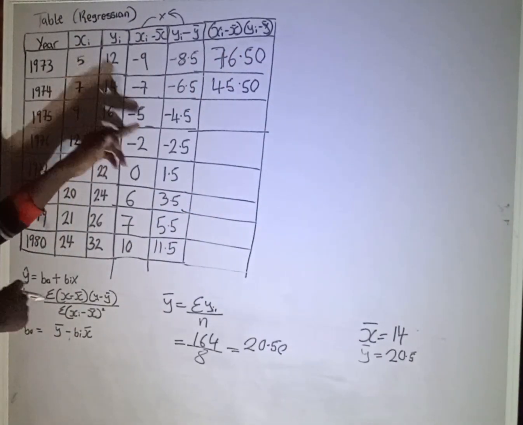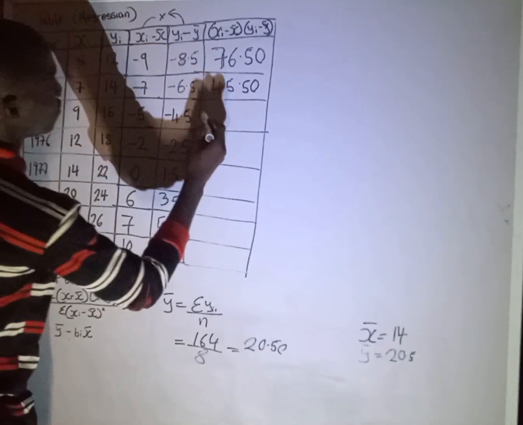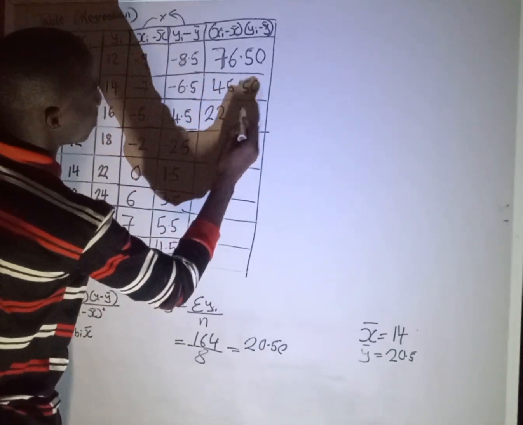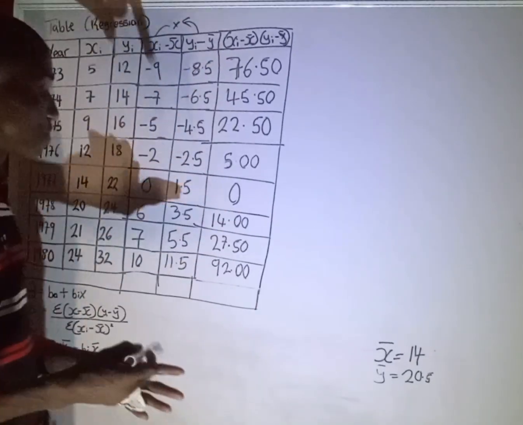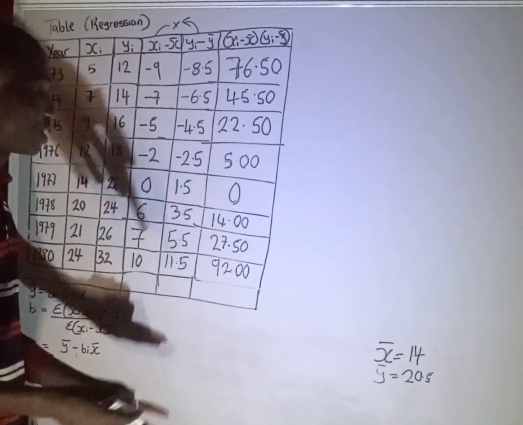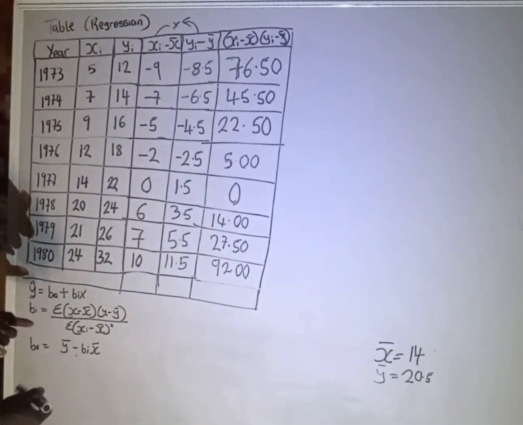Then for the next one, I'm going to be having minus 5 multiplied by minus 4.5. That will give me 22.50, and that's what I'm going to be doing for this cell. Let us proceed with our calculation. This is the value I got in this column. Now go back to the question.